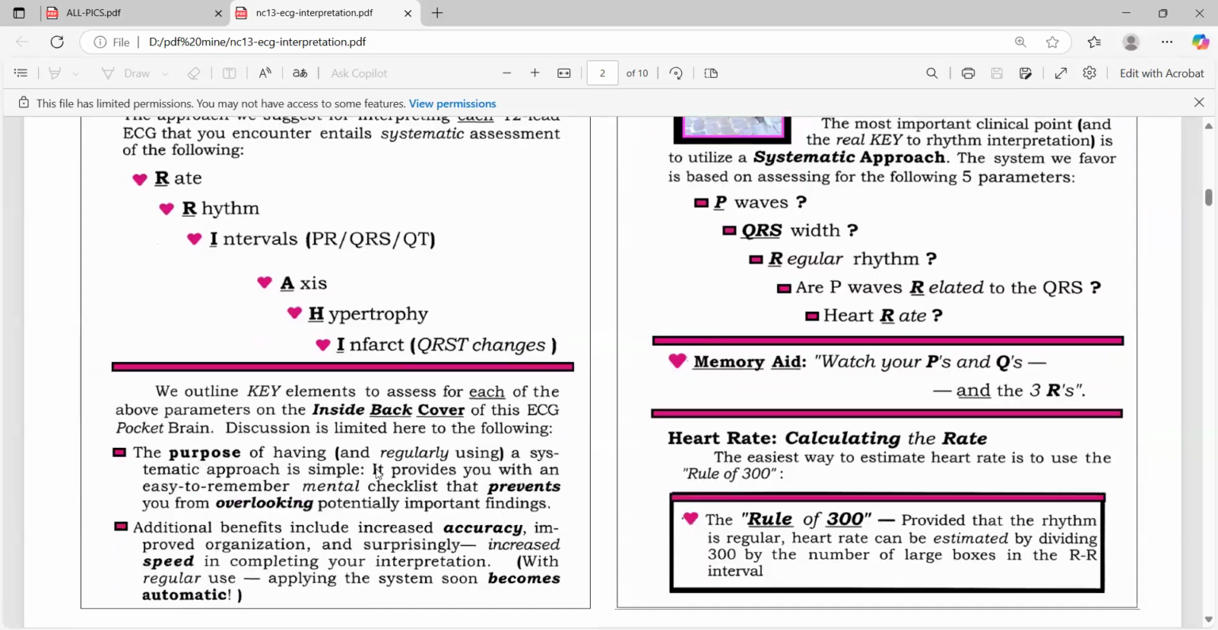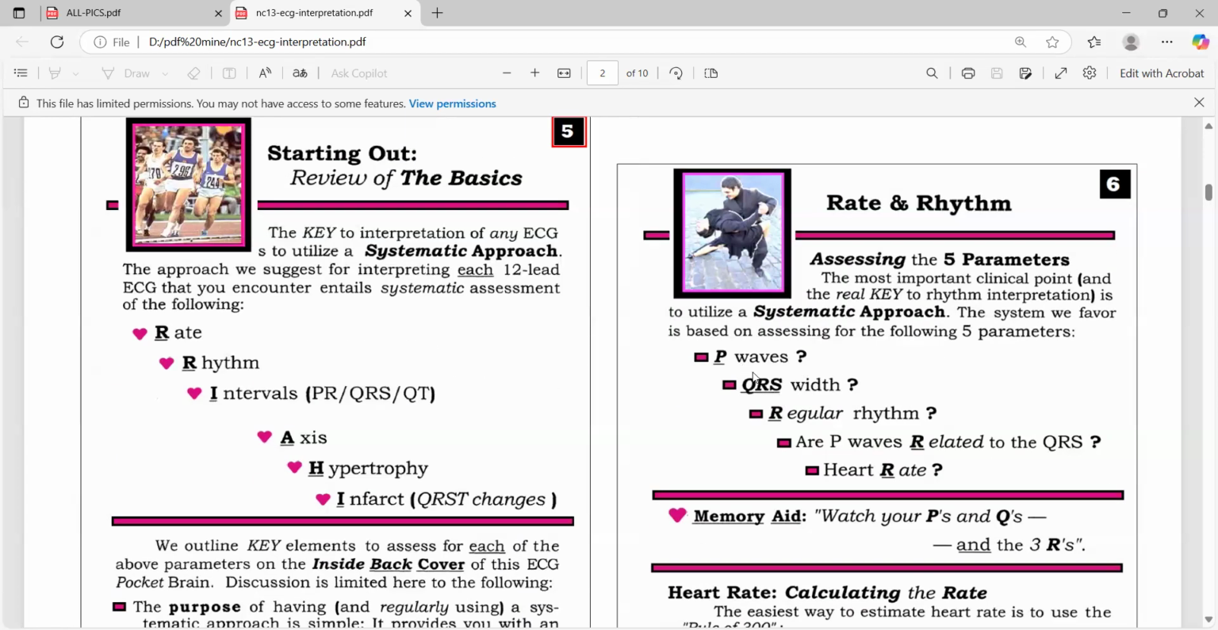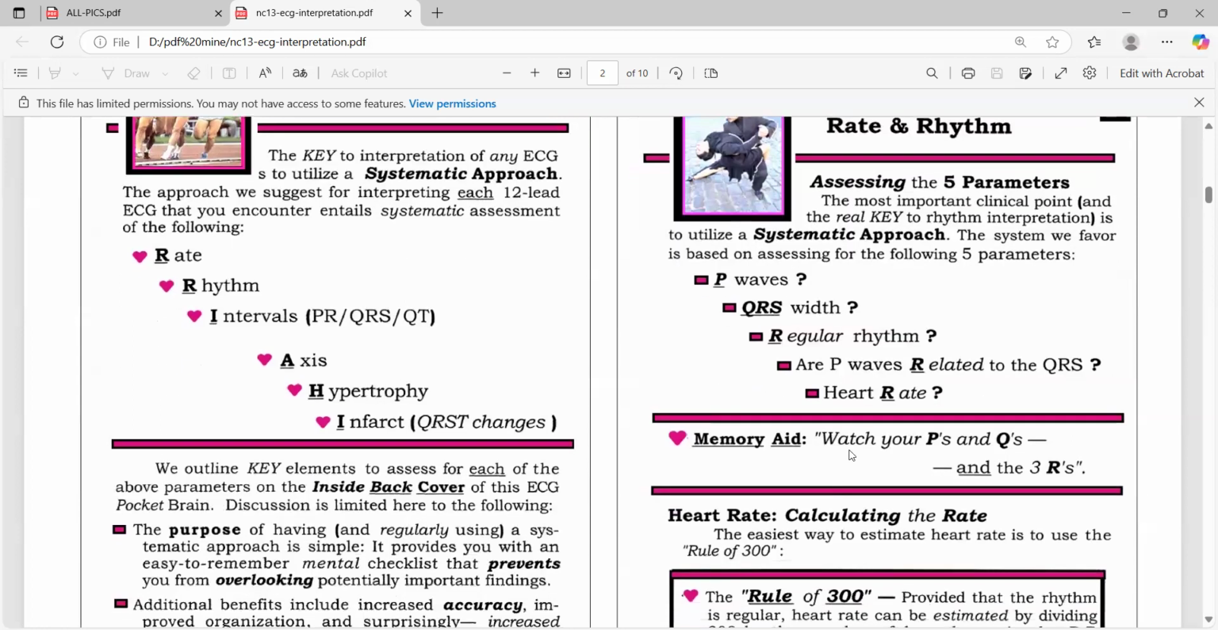So in that one, the purpose of having a systematic approach is simple. It provides us with an easy-to-remember mental checklist that prevents you from overlooking. Then we check for the accuracy, speed, and all of that. Then we are checking for the P waves, QRS with regular rhythm. If P waves are related to QRS, or if there is a gap between them. If the PR interval is prolonged, that's what it is.